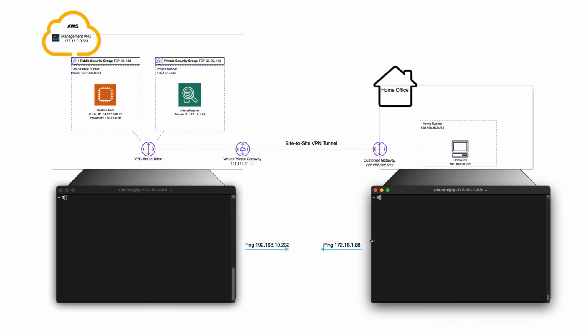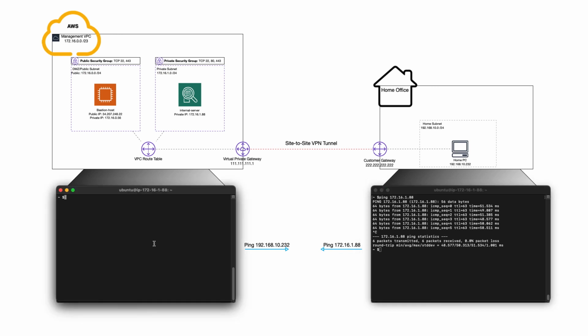As the final step, we just need to do some basic connectivity tests now that the site-to-site VPN is established between AWS and my home network. We're going to try to ping the internal address of 172.16.1.88. We should be able to connect directly from my home PC to the internal server. So let's go ahead and try to ping the server at 172.16.1.88. We can see that the ping is working.